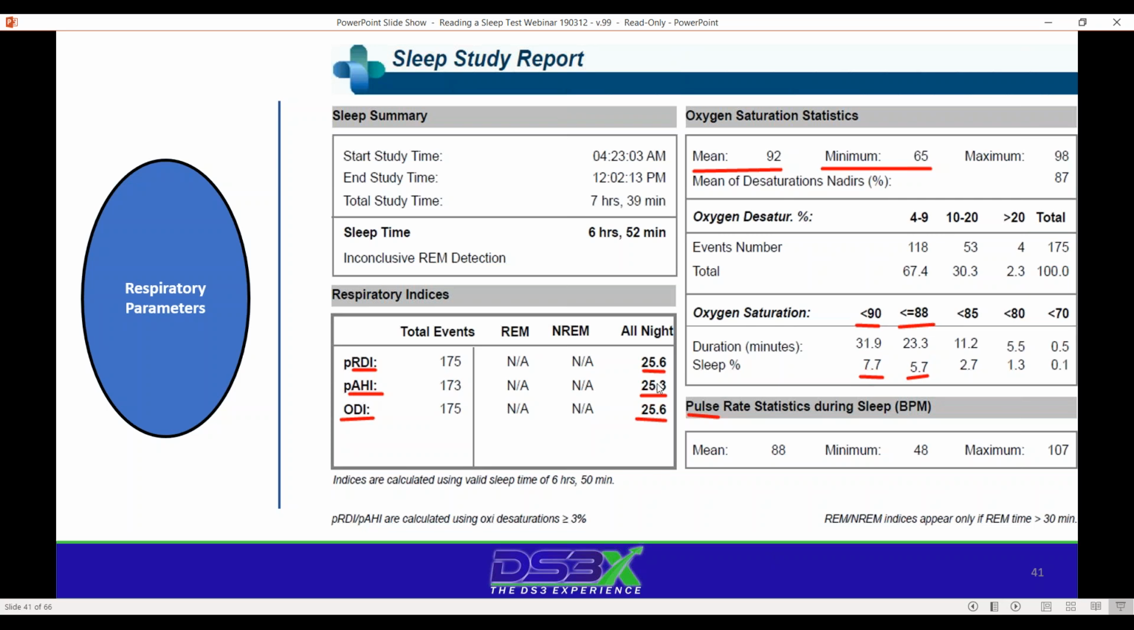What are we looking for? AHI. Here it is. There's your RDI. There's your ODI. There's your minimum, that's your LSAT or your nadir. The minimum desaturation is 87 over here. And we do have some parameters below 90 and 88.